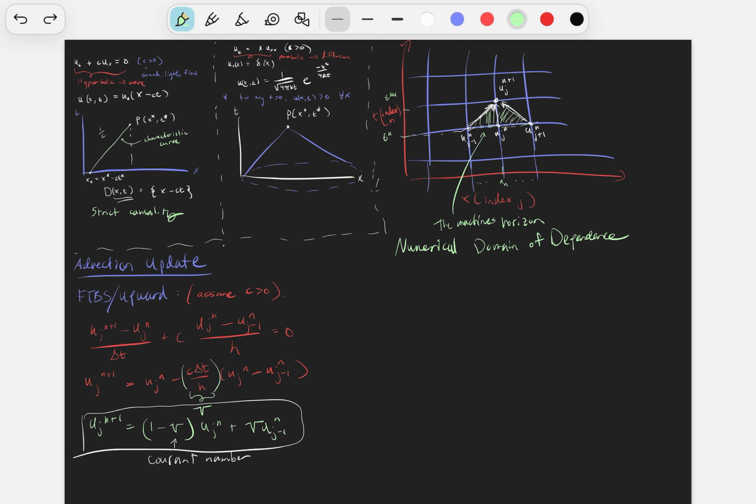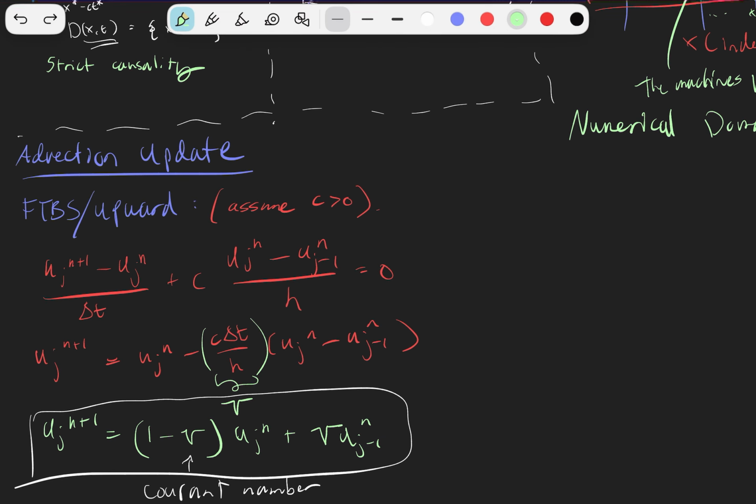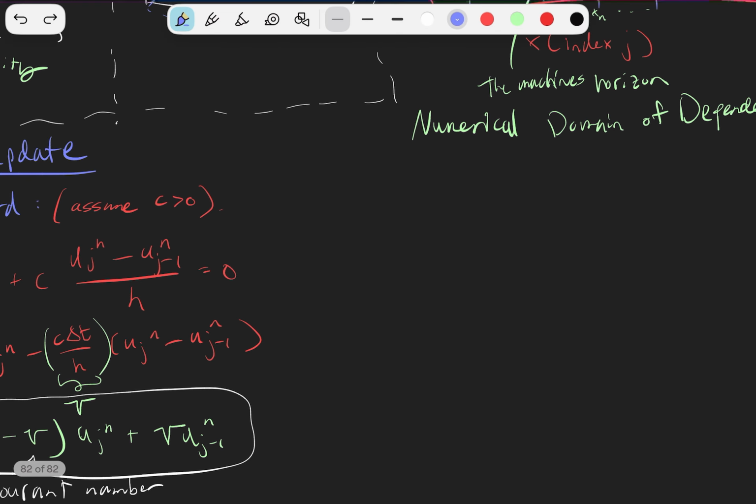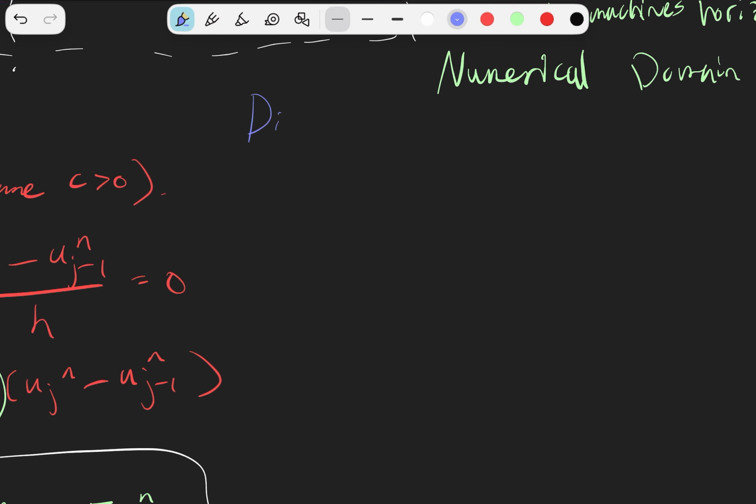Now what we'll have next is we need to talk about, instead of advection, what do you think is next? The diffusion update.